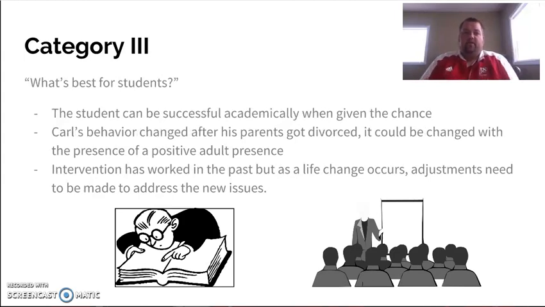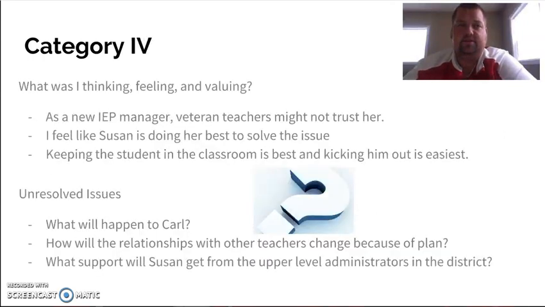So category 3, we have to look at what's best for the students. To keep him in would give him a chance to be successful academically. Carl's behavior changed after the divorce, but it could also be changed with a positive adult presence and support from his teachers. And we've seen that intervention has worked in the past, but as a life change occurs, adjustments need to be made to address that new issue.